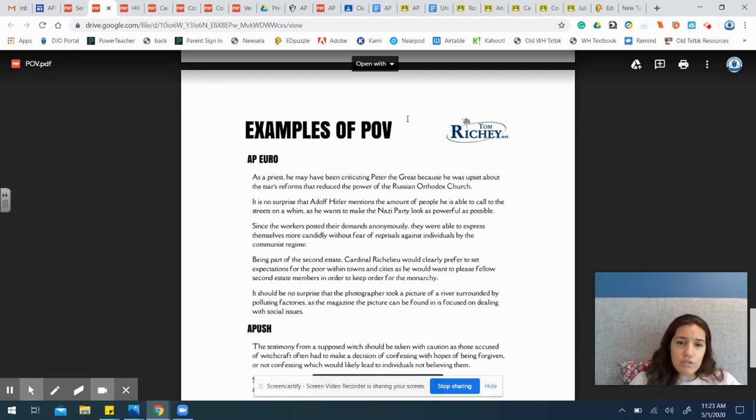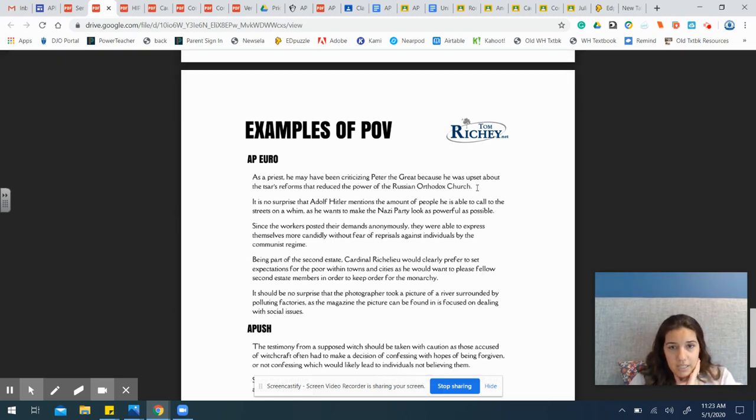So as a priest, he's part of the church, and anything that's done to diminish the power of the church affects not only the church in general, but him directly. Okay, so then from that, you would make that connection. You would talk about how this document is biased. So this is a good point of view, and then you can discuss the bias of that.